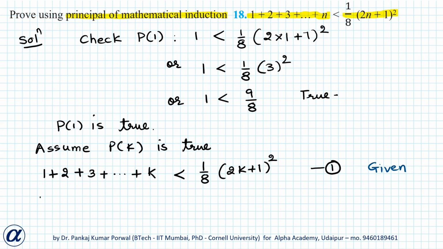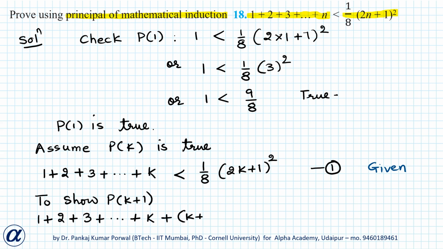Now to show P(k+1), the statement for P(k+1) can be obtained by substituting n = k + 1 in our inequality. For n = k + 1, there will be k + 1 terms in the series on the left hand side of the inequality. So that will be 1 + 2 + 3 + ... + k, the kth term, plus (k + 1), the (k+1)th term, less than (1/8)(2(k + 1) + 1)², with k + 1 in place of n.